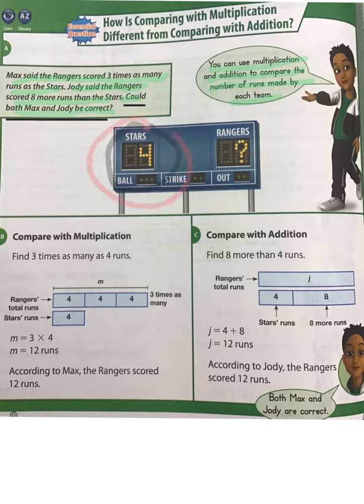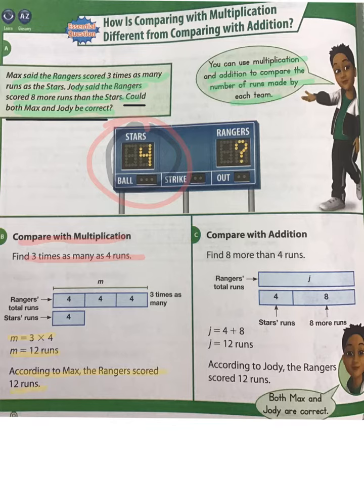Sorry, I will do it in red. And the question says that Max said the Rangers scored 3 times as many. So with that, let's first compare with multiplication. If we're going to find 3 times as many as 4, we're just going to multiply 3 times 4, and our answer is 12. So according to Max, the Rangers scored 12 runs.